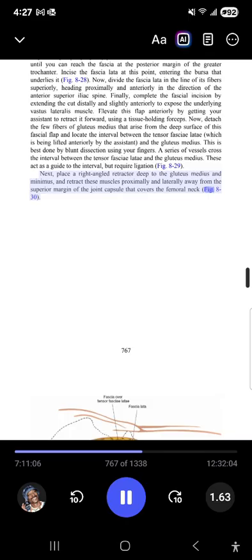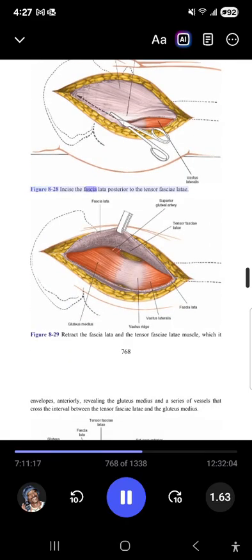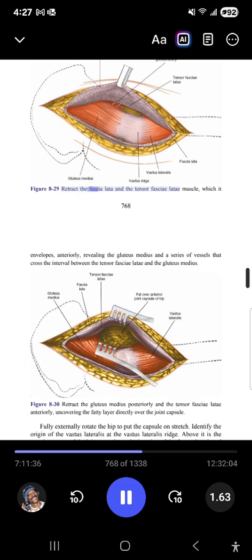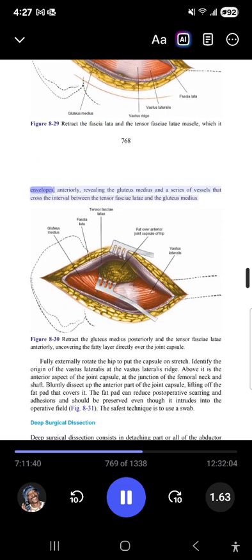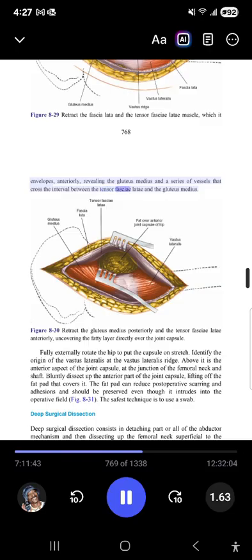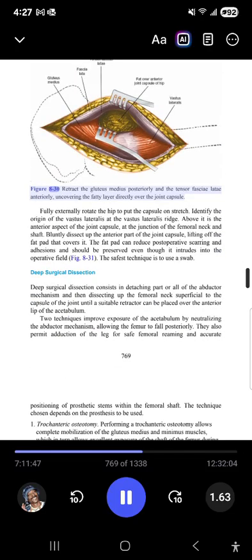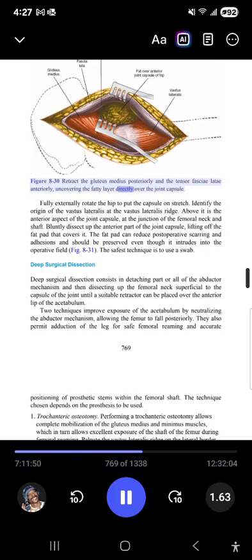Figure 8-28. Incise the fascia lata posterior to the tensor fasciae latae. Retract the fascia lata and the tensor fasciae latae envelopes anteriorly, revealing the gluteus medius and a series of vessels that cross the interval between the tensor fasciae latae and the gluteus medius. Figure 8-30. Retract the gluteus medius posteriorly and the tensor fasciae latae anteriorly, uncovering the fatty layer directly over the joint capsule.